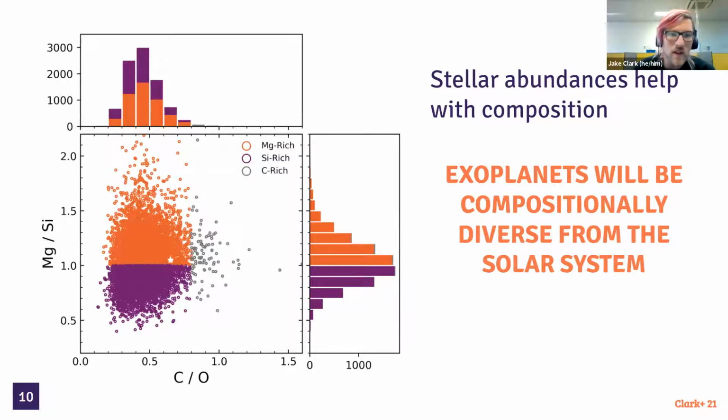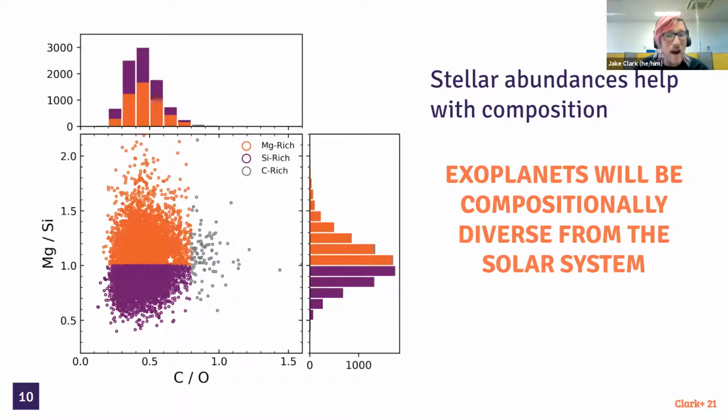And so you can see on the left-hand side here, I have a plot of the carbon to oxygen abundance ratio on the x-axis and the magnesium to silicon ratio on the y-axis. And so anything that's in orange here, these stars would likely have exoplanets orbiting around them that would be geologically similar to those found within the solar system. And the stars in purple and gray would have planets that are compositionally diverse from the solar system.